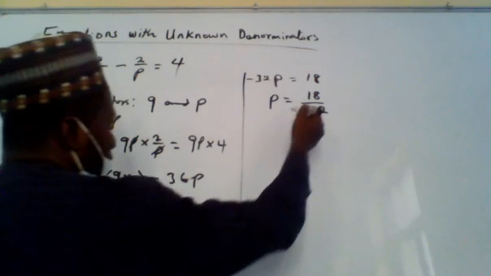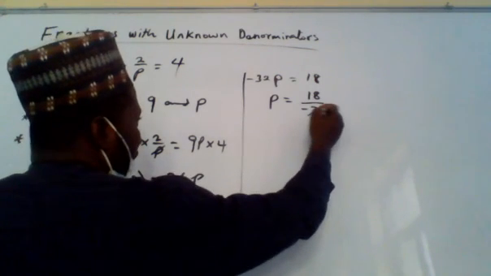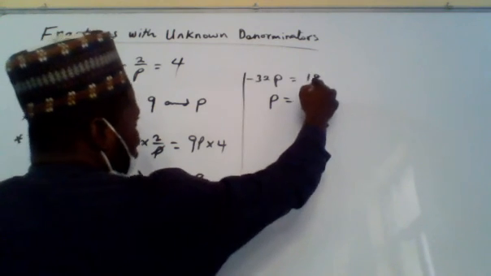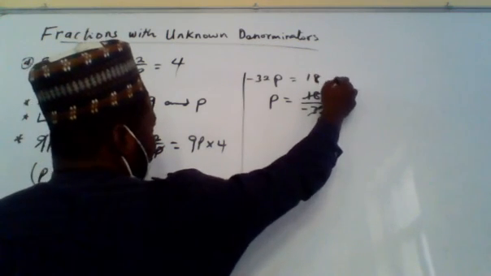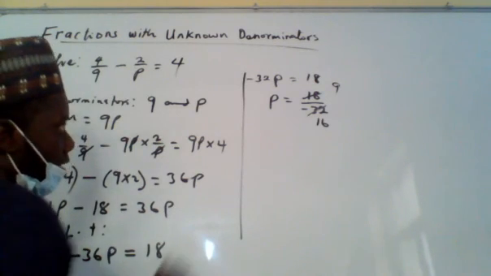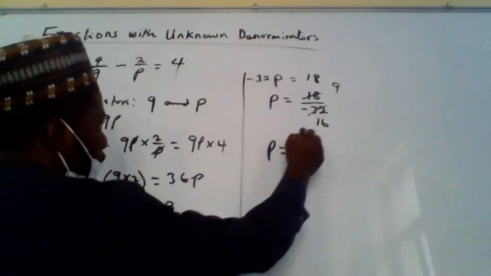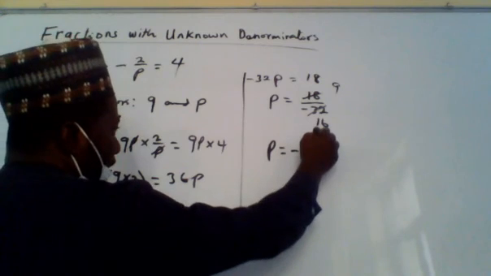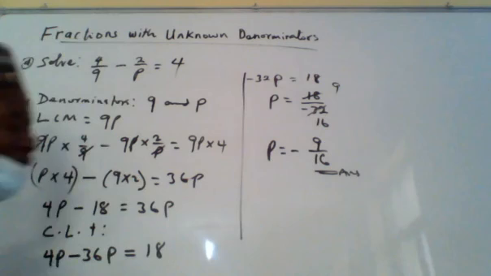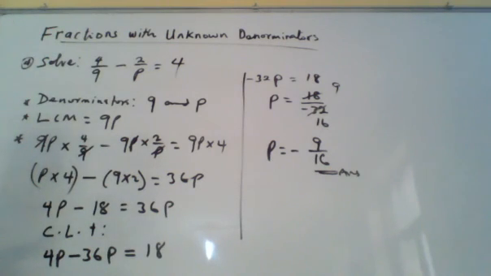So I start to cross 2 here, I'll have it to be 16, 2 here, I'll have it to be 9. Can anything go again? Nothing can go again, so I can say p equals minus 9 over 16. That is my answer. P equals minus 9 over 16.